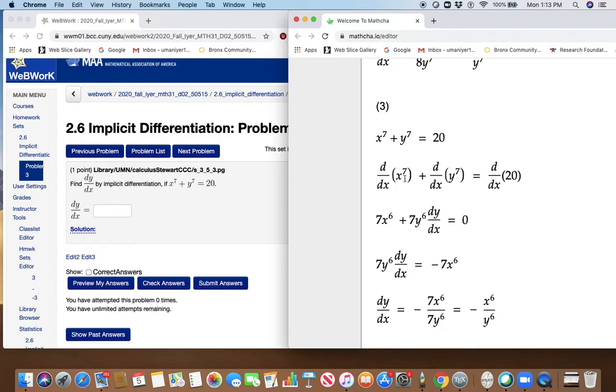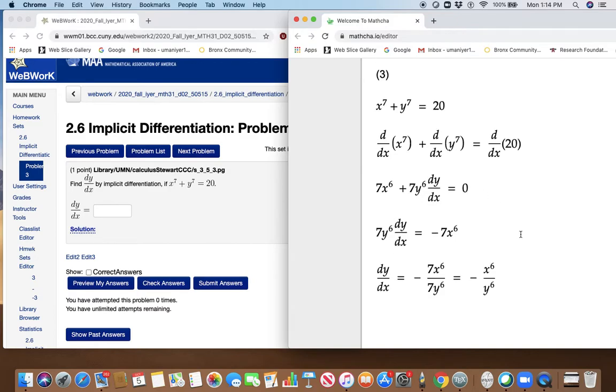Okay. x and x same variable, so 7 comes down, power reduces. That's all. Plus x and y are different variables, so first the power rule applies and then times dy/dx. So that's the unfinished business. Equal derivative of constant is 0. Move the 7x to the 6 to the other side. Divide by 7y to the 6th.